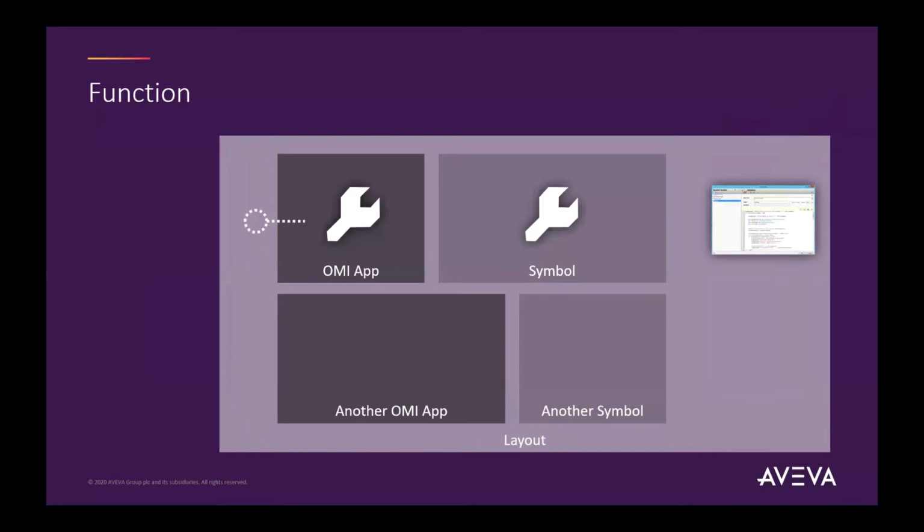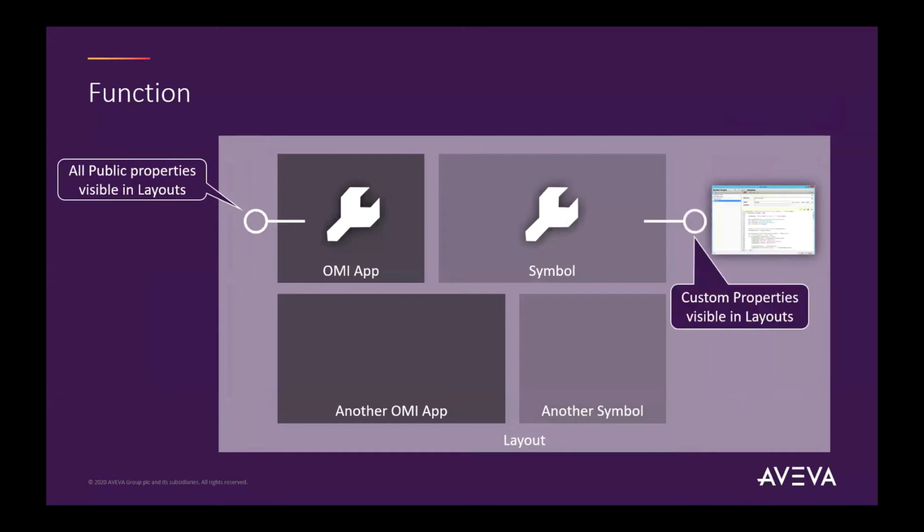And while we were doing that, we decided to make all public properties visible. You don't have to go and specifically tell the OMI app to expose certain properties. All public properties that are available will just be exposed, and they can be used by the user. And at the same time, we also added custom properties, made them all visible in layouts, and you can script them directly, and you can dynamically assign them to different attributes inside the Galaxy if you want to do that.